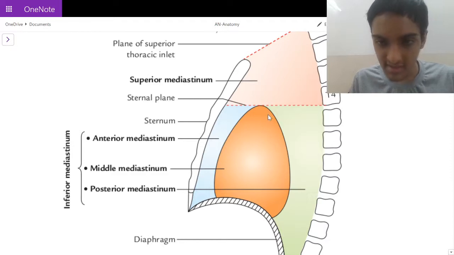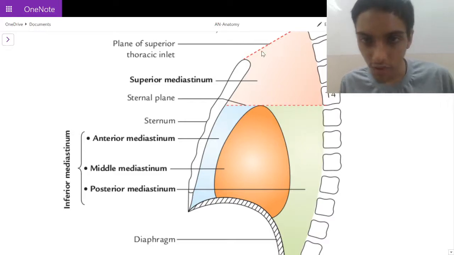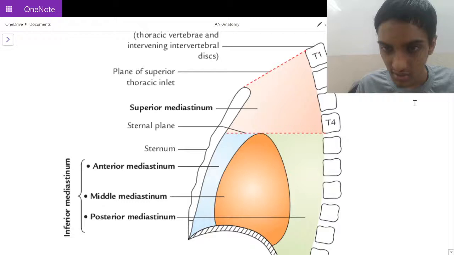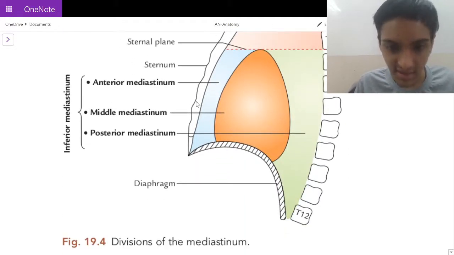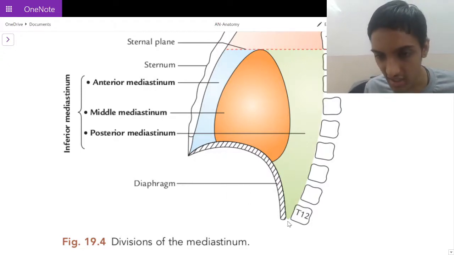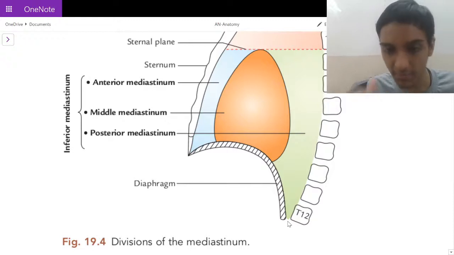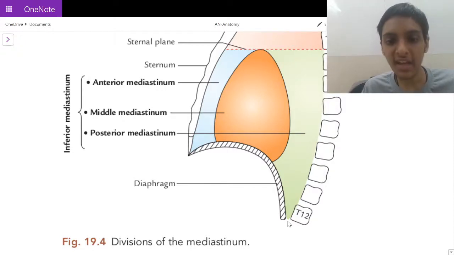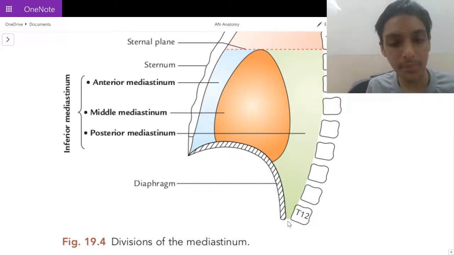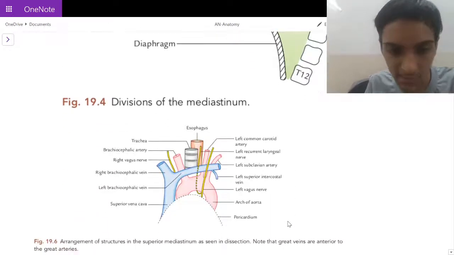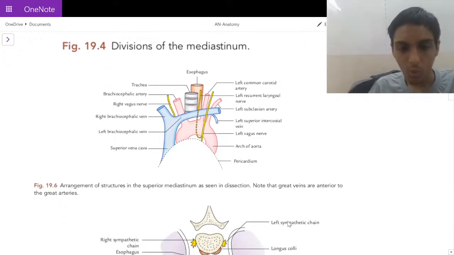This is the sternal plane coming from the body of the sternum to the T4. And T1, this is the plane of the superior thoracic inlet. I'll show you, this is the T1 here. And this is the diaphragm. Origin is from the xiphoid process. Insertion is into the body of the T12 vertebra. It is supplied by the phrenic nerve. What movement does the diaphragm do? Inspiratory and expiratory movements.